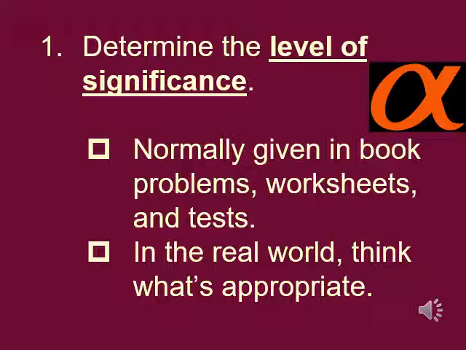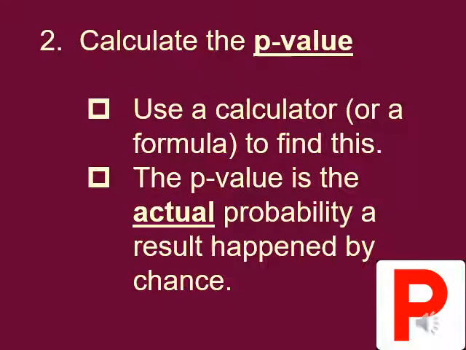The first thing you had to do was think about a level of significance, which was typically given to you in the problem. And what that basically was how willing you were to be wrong when you said that something was significant. The most important part of a hypothesis test was calculating the p-value, which is the actual probability that something happened by chance or the actual probability that you were wrong.